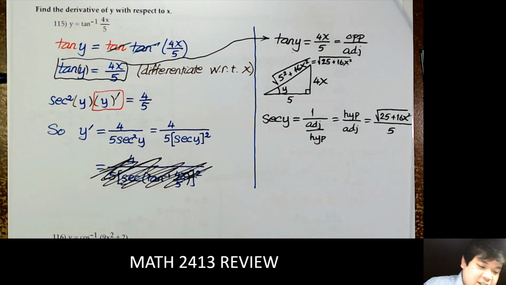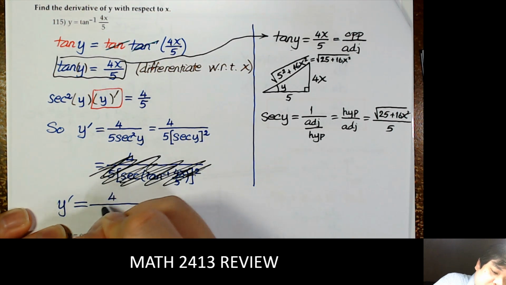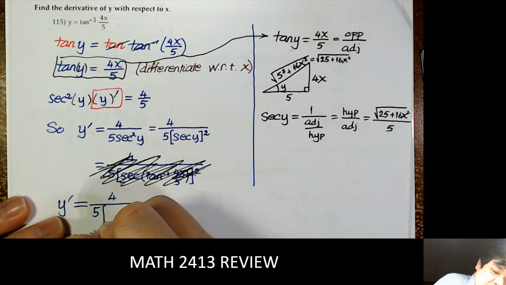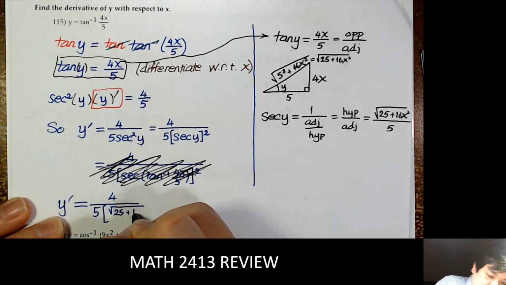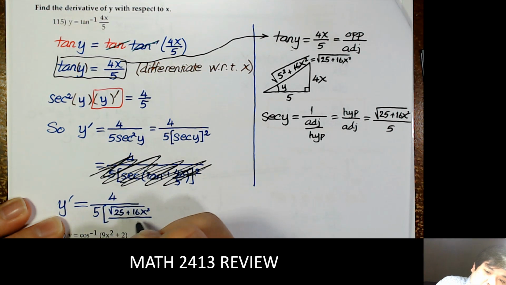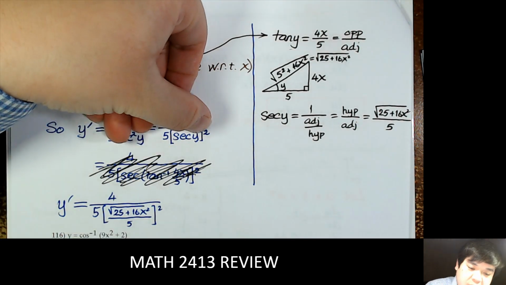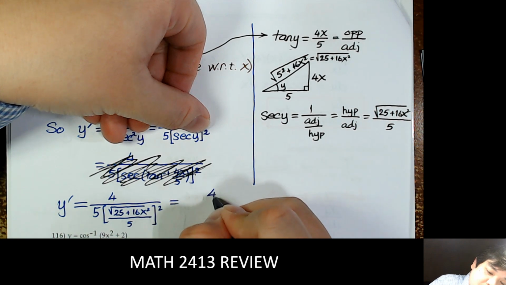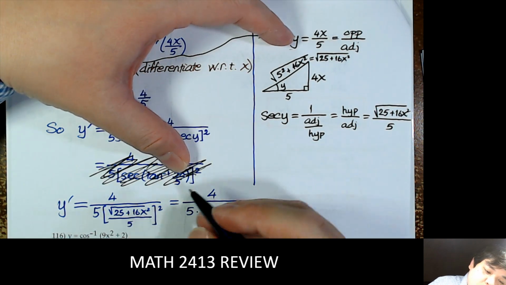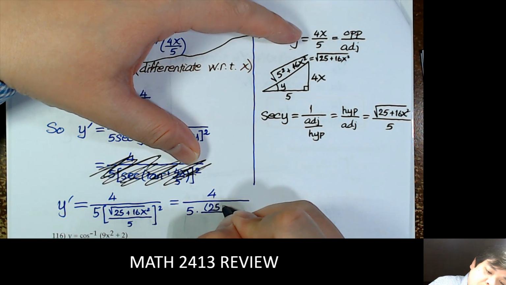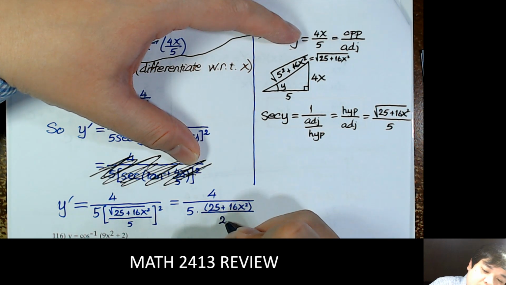Again, we don't even need that. So the derivative is equal to 4 over 5, and then square root of 25 plus 16x squared. The bottom is 5 square. We do have the square outside here. Now, we will square the top. Square and square root cancel out. 25 plus 16x squared. The bottom is 25.